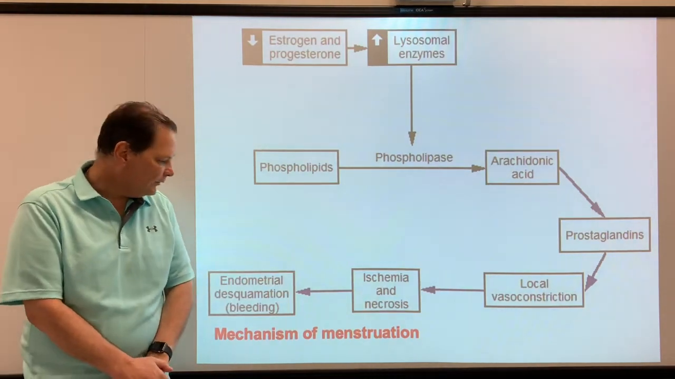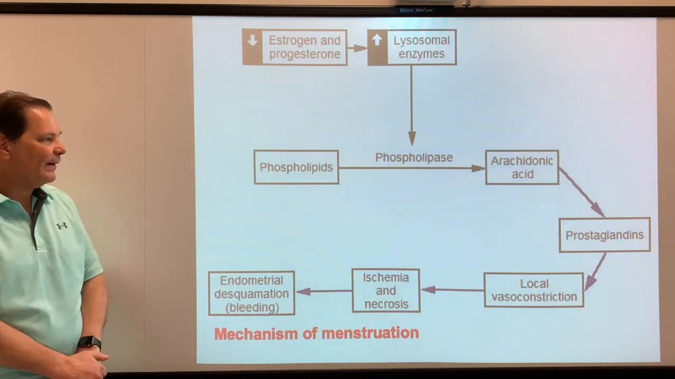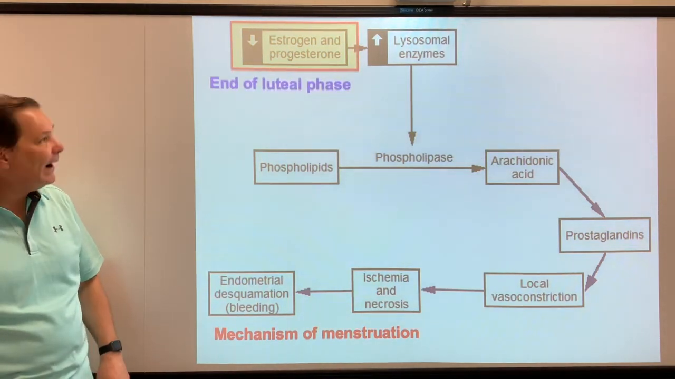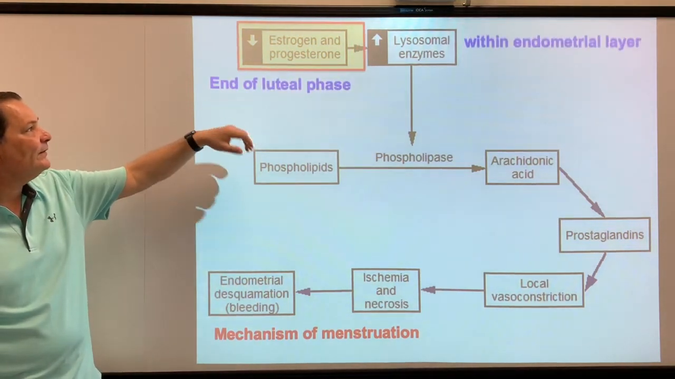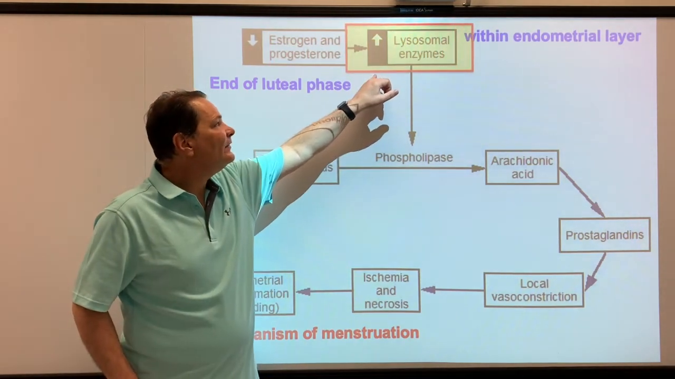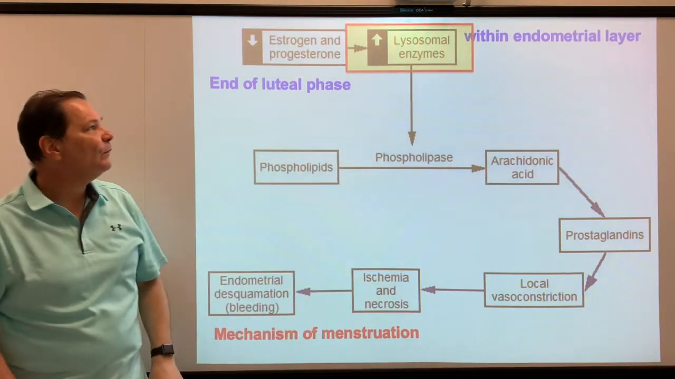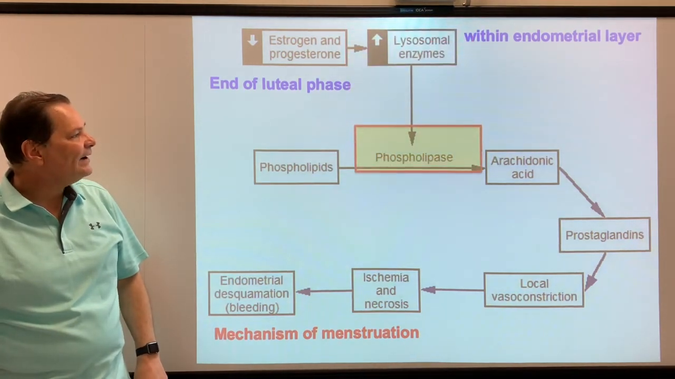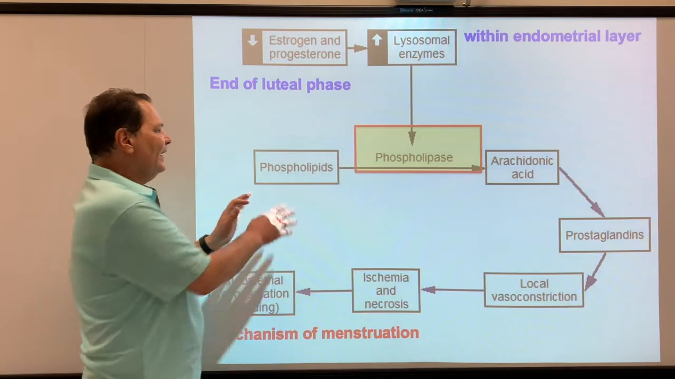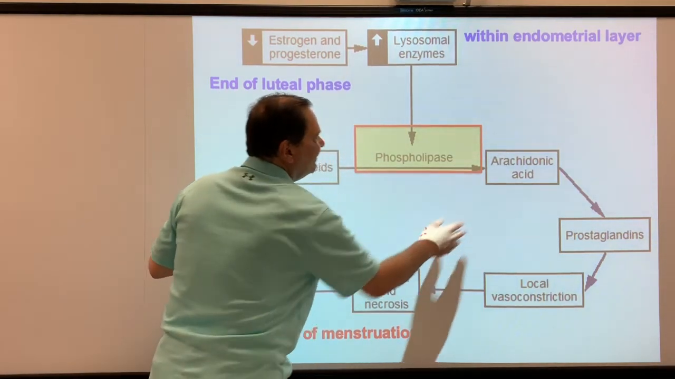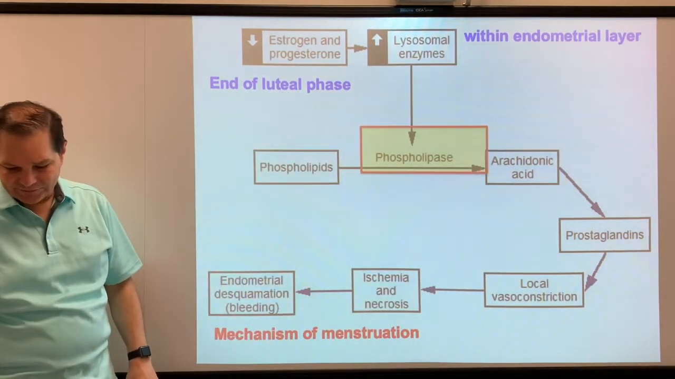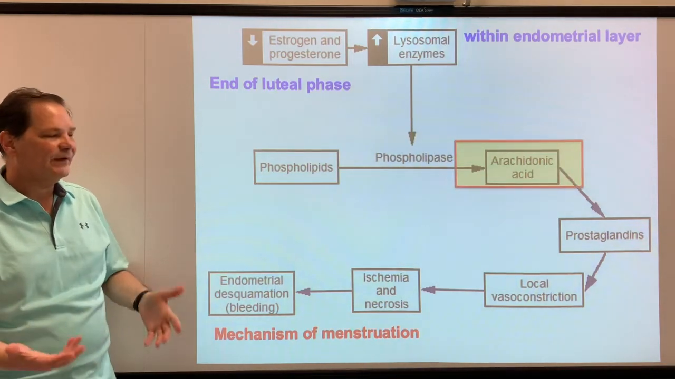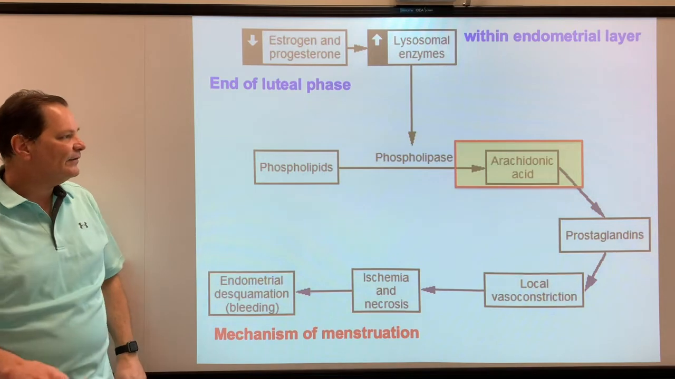So let's talk a little bit about what happens when that progesterone level drops. The estrogen and progesterone drop. This is the end of our luteal phase. That stimulates lysosomal enzymes within the endometrial layer itself. They activate phospholipase and cause phospholipid to be converted to arachidonic acid. These are all second messengers that are involved in this sloughing of this endometrial layer.